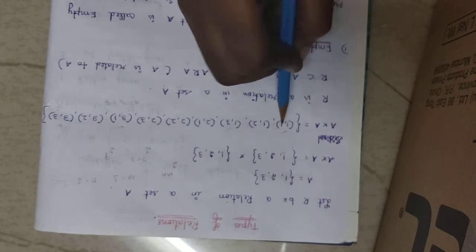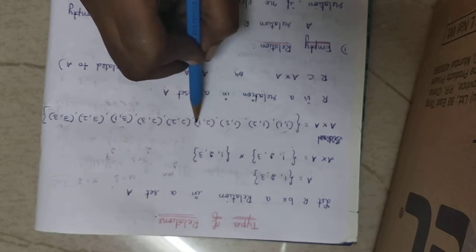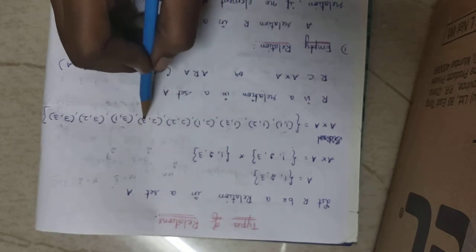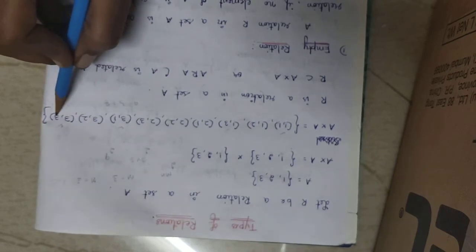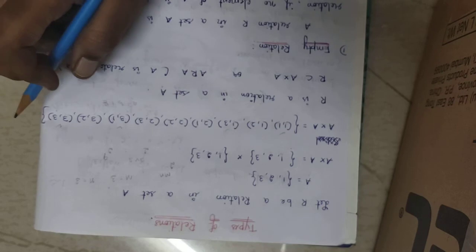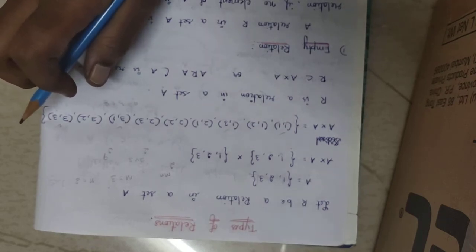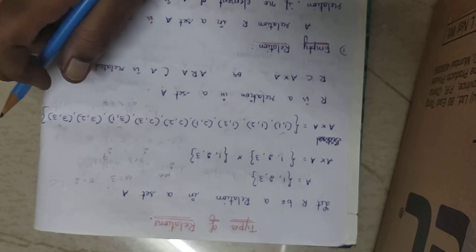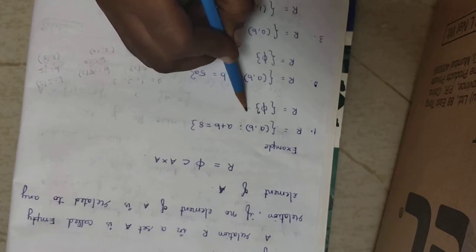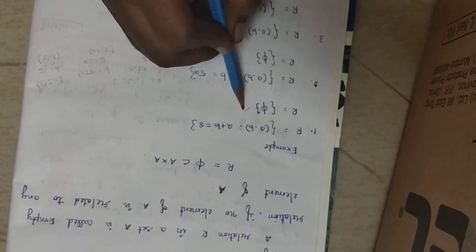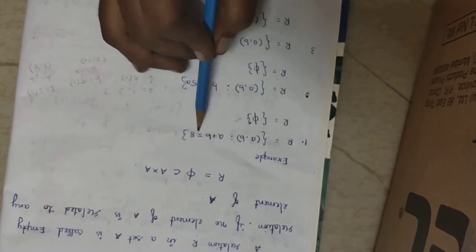1 plus 1, 1 plus 2 is 3, 1 plus 3 is 4, 2 plus 1 is 3, 2 plus 2 is 4, 2 plus 3 is 5, 3 plus 1 is 4, 3 plus 2 is 5, 3 plus 3 is 6. I will not get 8. So there is no ordered pair such that if I add the elements of the ordered pair, I will get the answer 8. So this is a null relation, that is, an empty relation. This satisfies the condition, therefore this is called an empty relation.